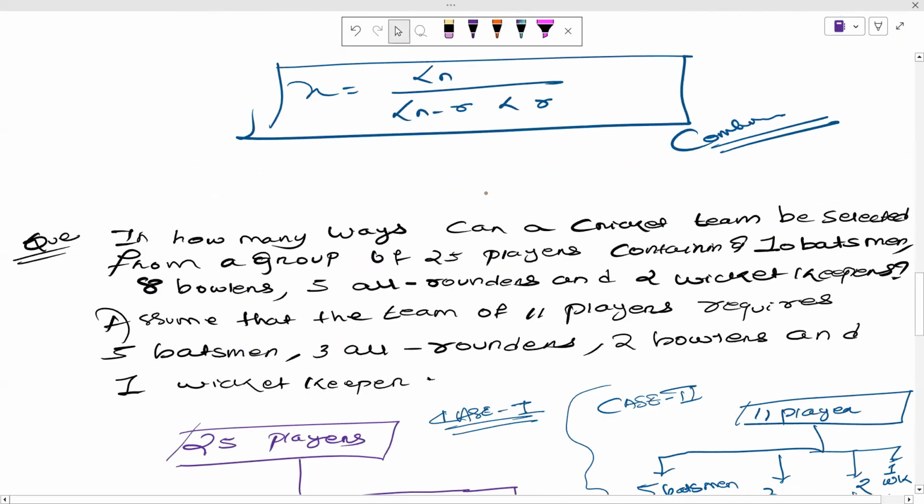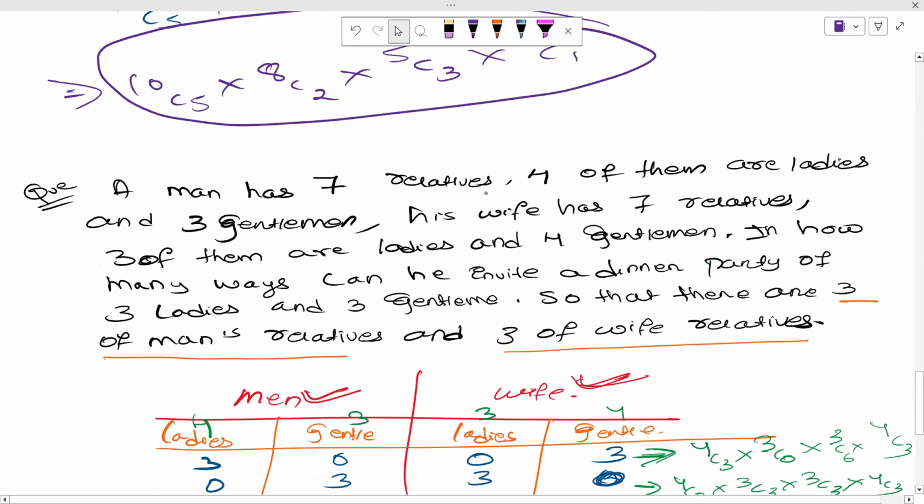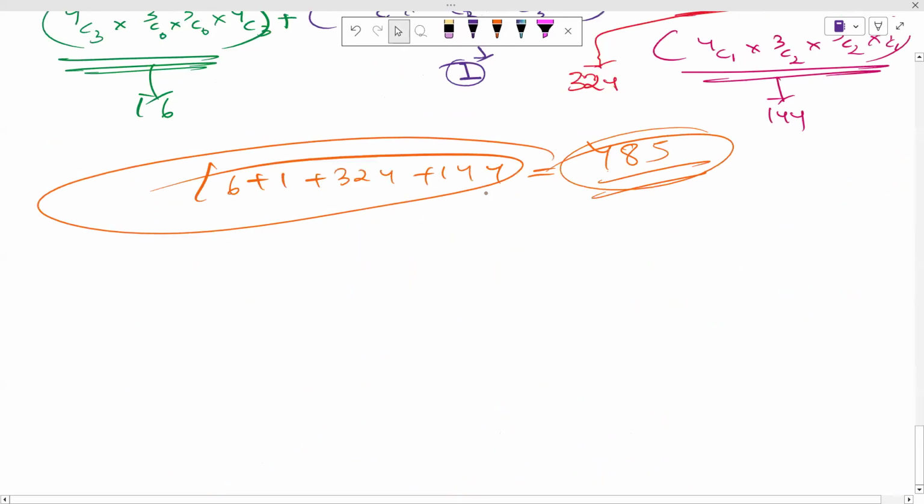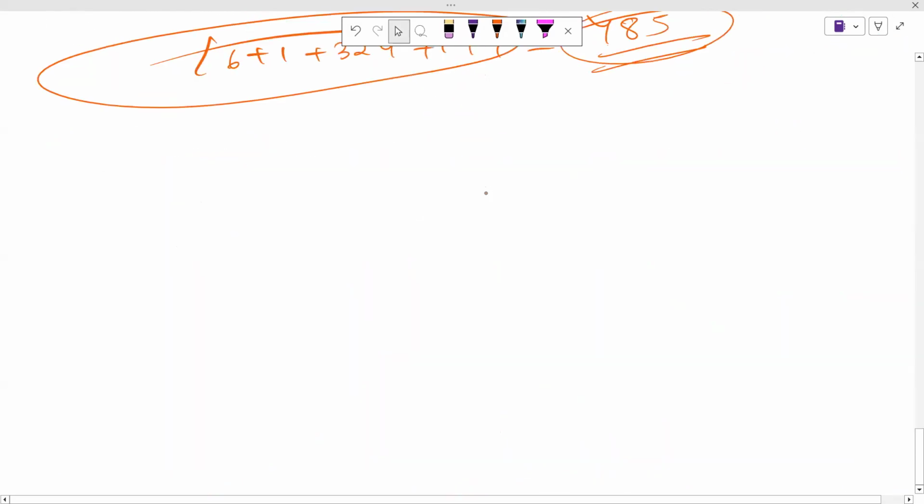So whenever in a question the select part comes directly or indirectly. Indirectly means they are just saying we have to select three from the man's relatives and three from the wife's relatives. So that's why you can just use the combination formula.